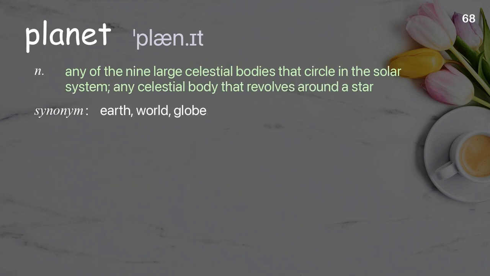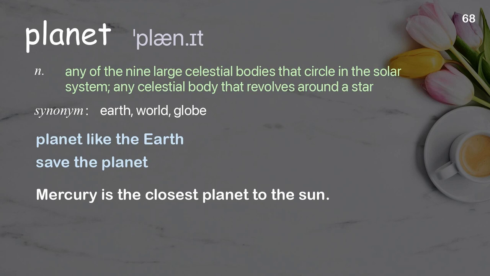Planet. Any of the nine large celestial bodies that circle in the solar system; any celestial body that revolves around a star. Examples: Planet like the Earth. Save the planet. Mercury is the closest planet to the Sun.